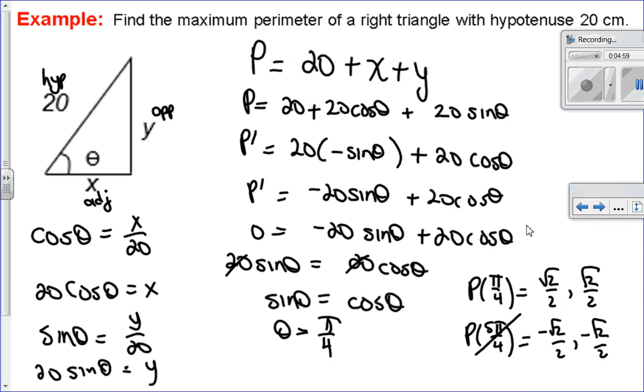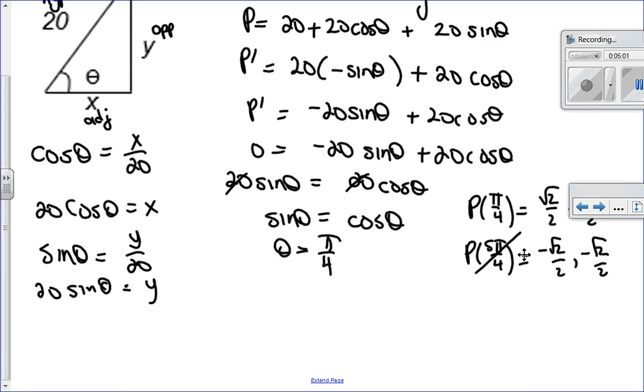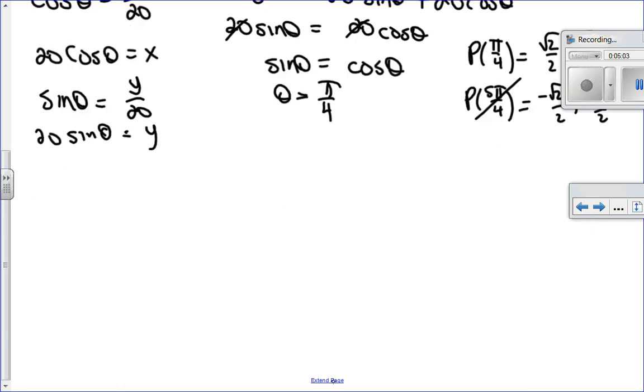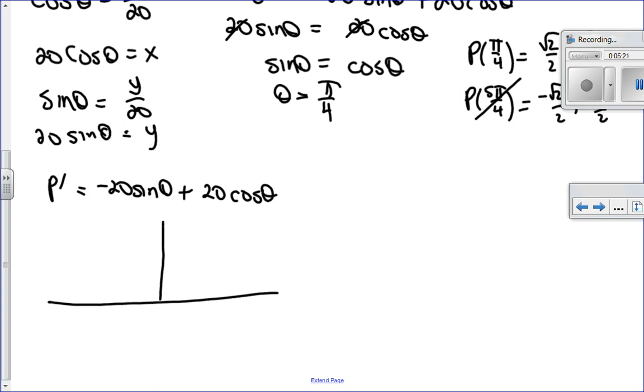So two different ways that I can do that. My first way is going to be by using the first derivative test. My first derivative was negative 20 sine theta plus 20 cos theta. To look at my first derivative test, I'm going to set it up with pi over 4 in the middle. Obviously 0 would be the lowest. And we're going to look using values on our unit circle.